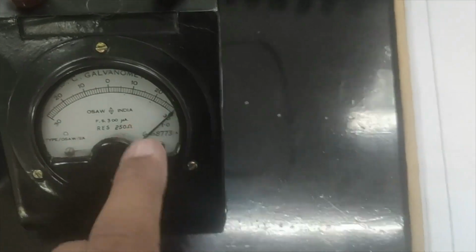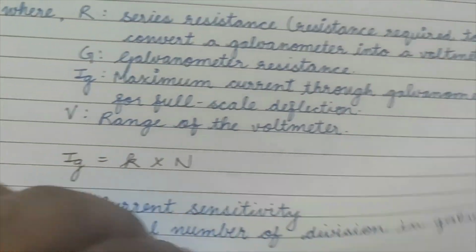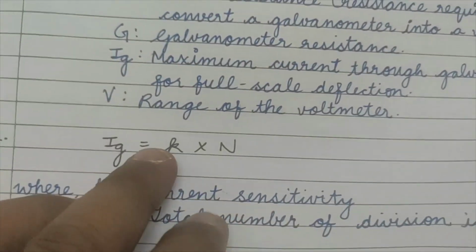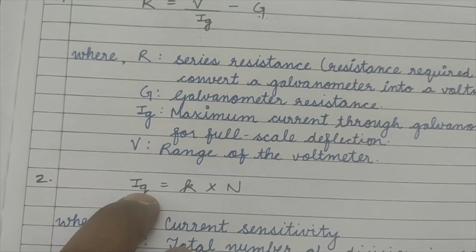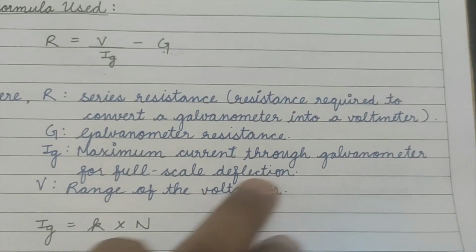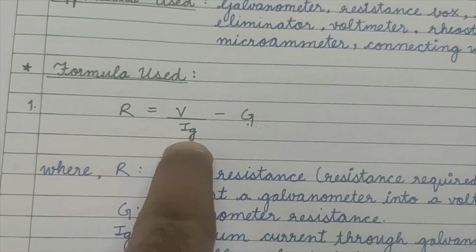The total number of divisions is 30. So if I multiply this K, which is 9.92, with this 30, I'll get the Ig value, which is the maximum current through the galvanometer for full scale deflection. So this is my full scale deflection, and then I put the value of Ig.